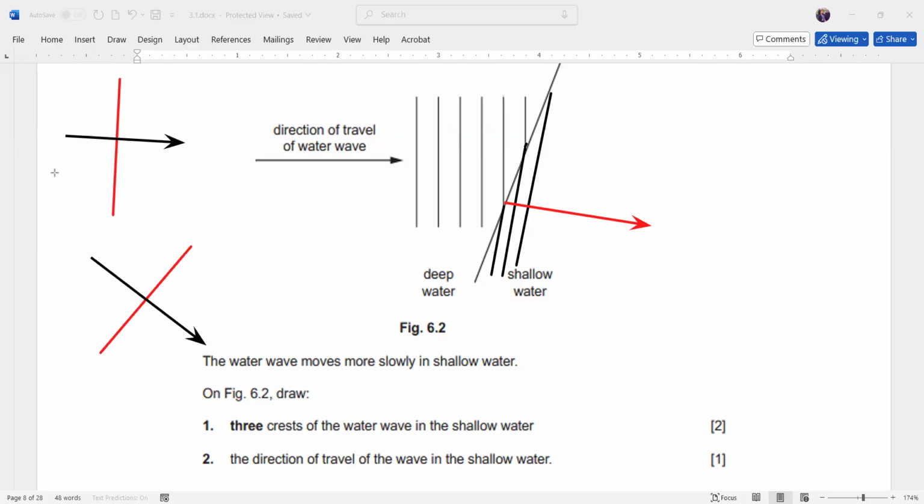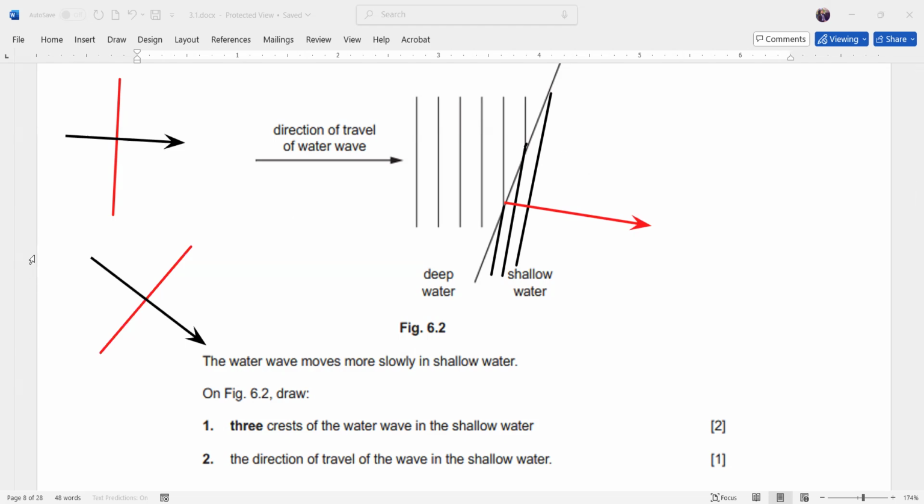Sir, the angle of the refracting ray, wavefront should be the same? No, the angle of the refracted wavefront is not the same as the incident one. It should be different. But you have drawn three, and their angle is not the same.